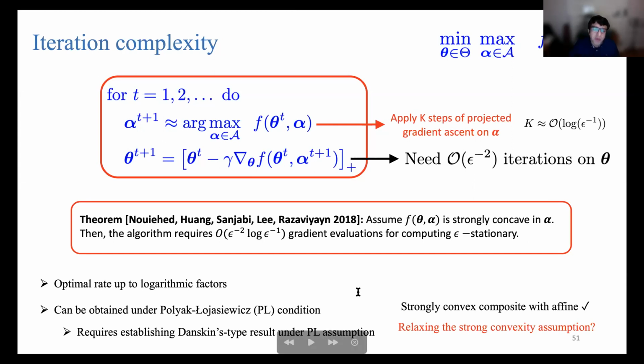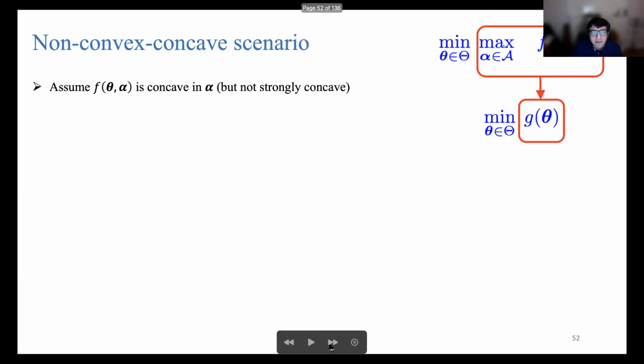I'm going to move a little bit, and instead of assuming strong concavity in alpha, we're going to assume that it's concave in alpha, but not strongly concave. In this case, G is no longer differentiable. So we lose differentiability of G. So what can we do in this case? A very simple idea is to smoothify G.